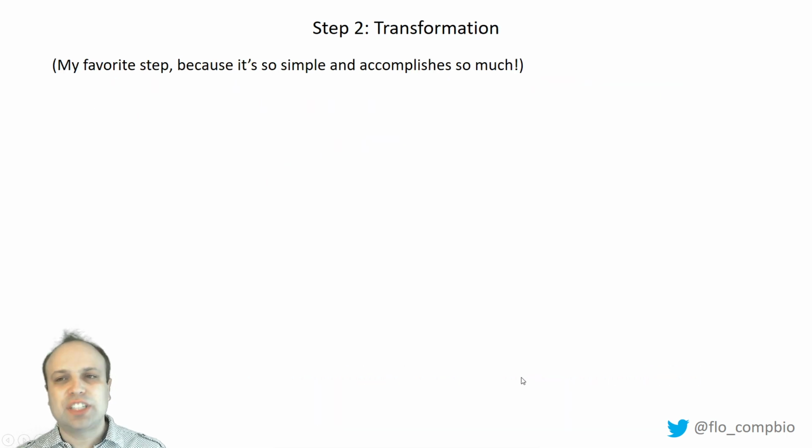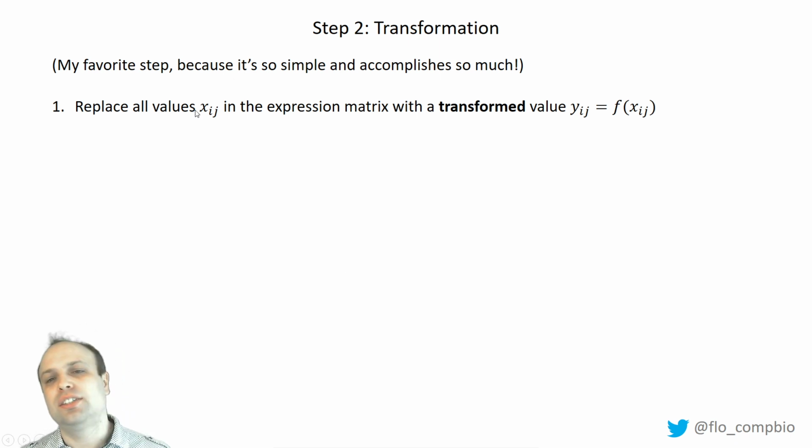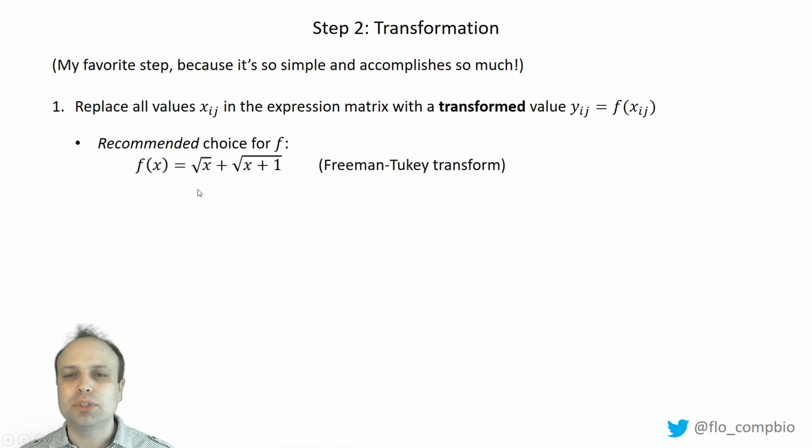Okay, so step 2 is the transformation step. That's kind of my favorite step because it's also very simple, and it does a lot of work, even though you may not realize it. It really makes this whole approach work. The idea is just to replace all the values in the matrix Xij, where i is the cell index and j is the gene index, with some value Yij, where Y equals f of x, and f is some function you have to choose. It's the same function for all the values, so it's very simple.